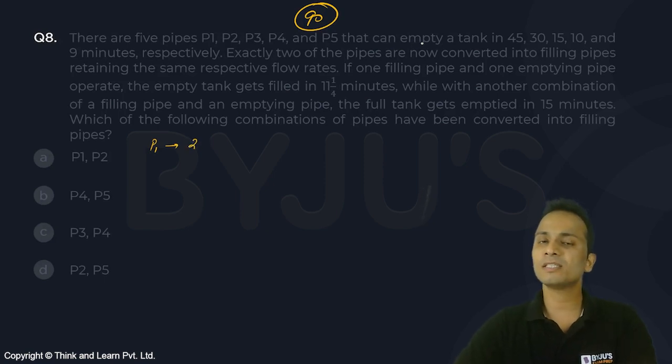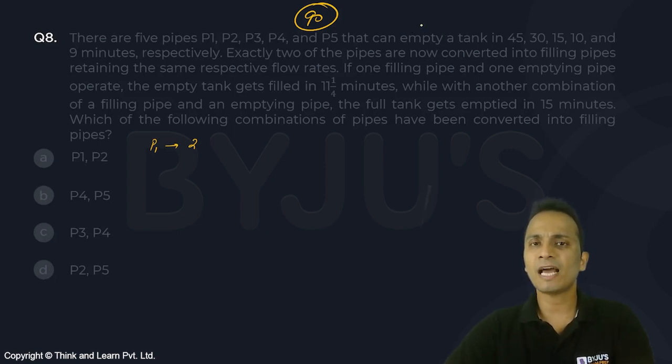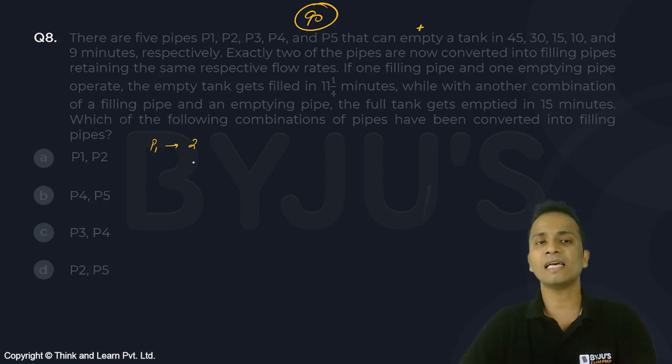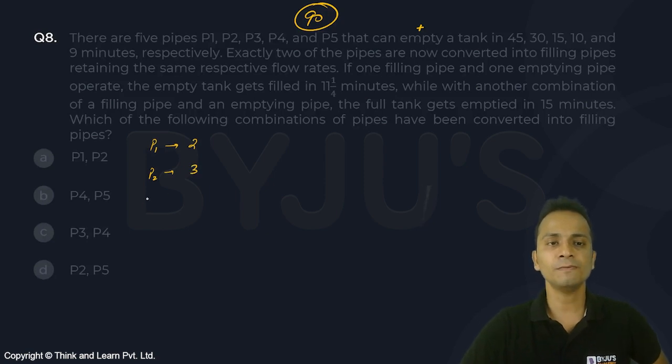Since all of them are emptying pipes, I'll assume a pipe which is emptying the tank as positive and a pipe which is filling the tank as negative. So initially all of these will be considered positive. P2 will be 90 divided by 30, that is 3. P3 will be 90 divided by 15, that is 6. For P4, it will be 9. And for P5, it will be 10.